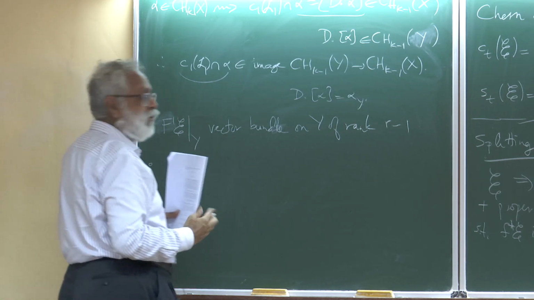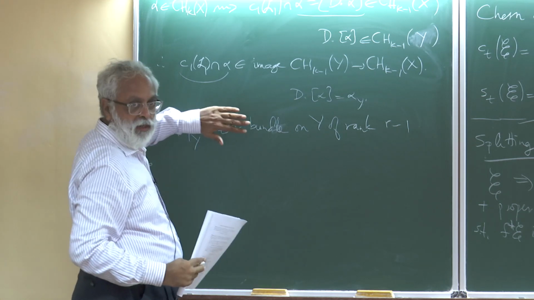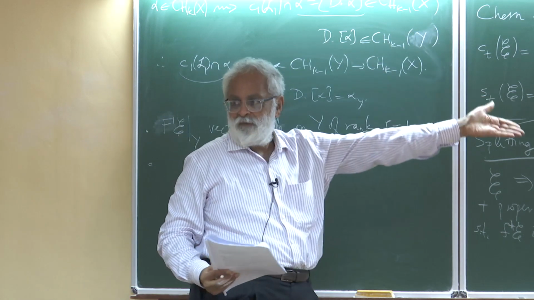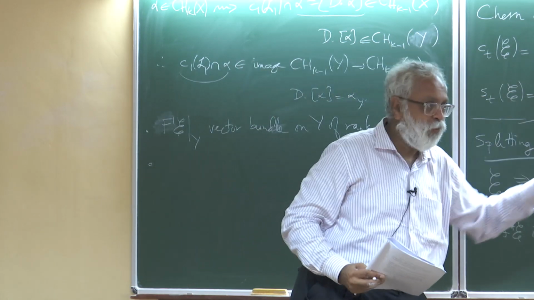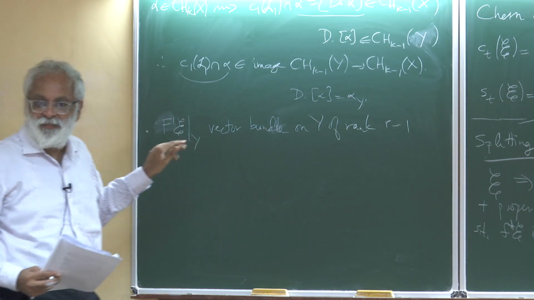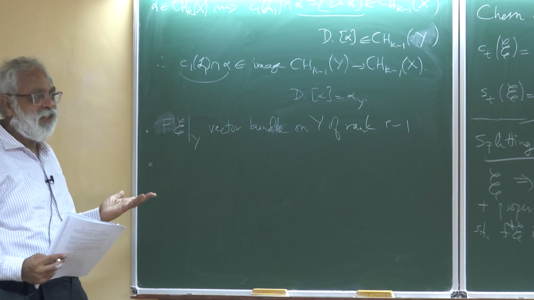Well, I have two possibilities. I could have this be the zero vector bundle. Then Y equals Z, and I have proved the result. So if R is equal to 1, there's nothing to prove. So I might as well assume R is bigger than 1, and I'm attempting to do a kind of induction.